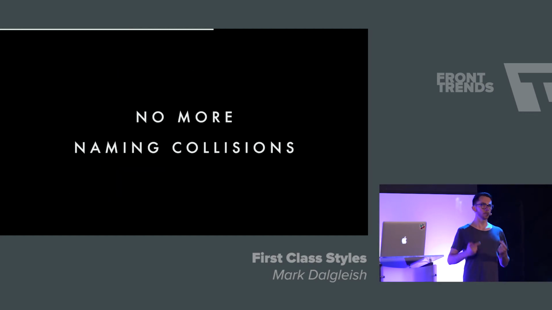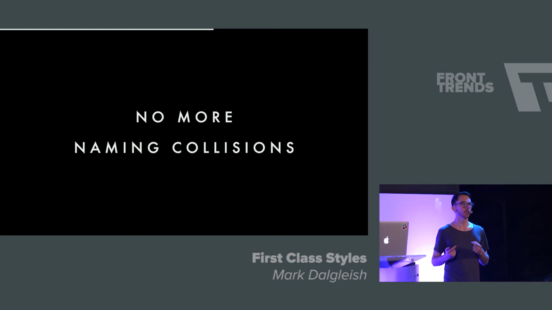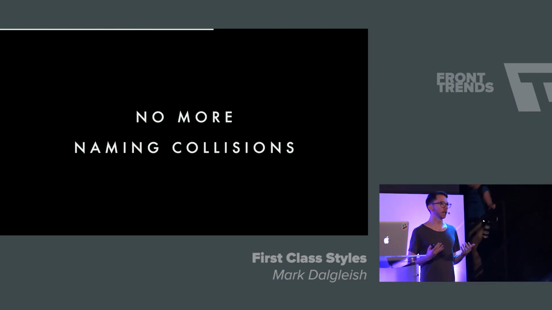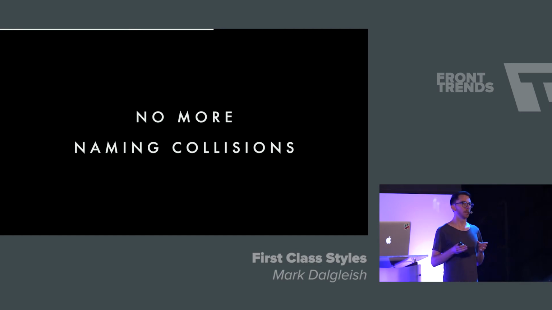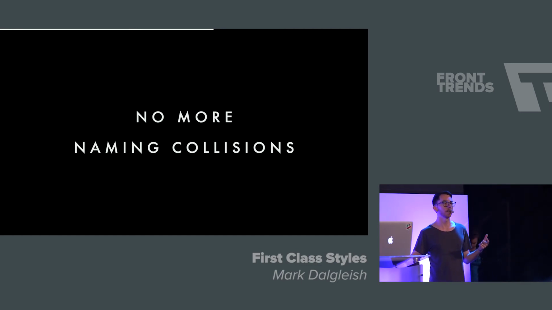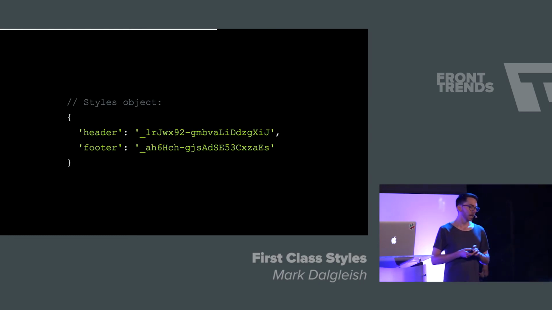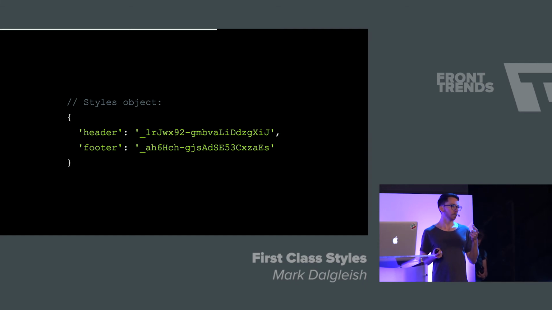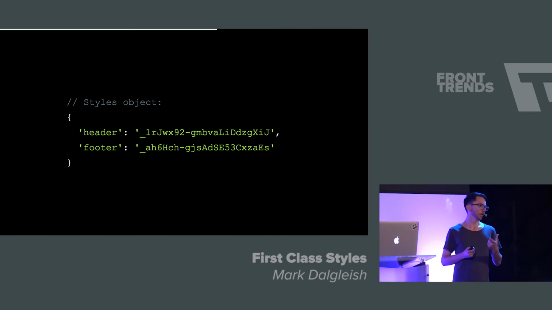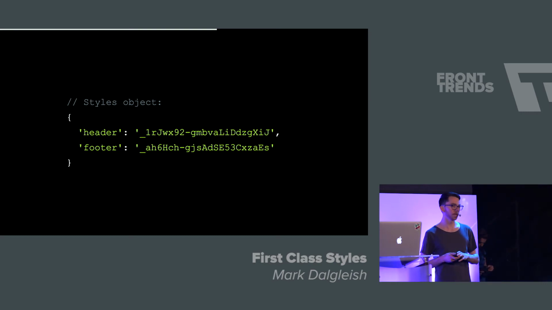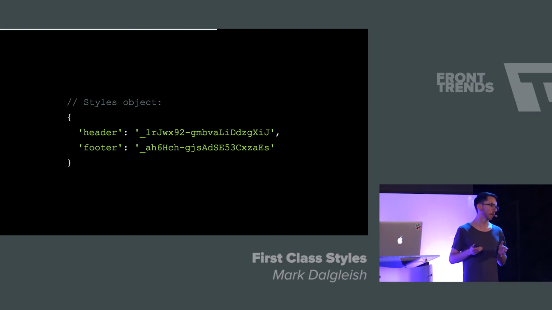Well, now that we have no more naming collisions, we can more easily tie these things together in their local scope and not have to worry about a header class being the same as a header class from another file. You're much more freed up to name things only in the local scope. And so now what we have is a mapping between the local name that we've provided and the globally unique hash. Because we have no more naming collisions, what we do need is a mapping from the local name to the globally unique hash. So that's what the styles object that you imported was. It was just an object that instructed how to get the real class from the class you used at development time.